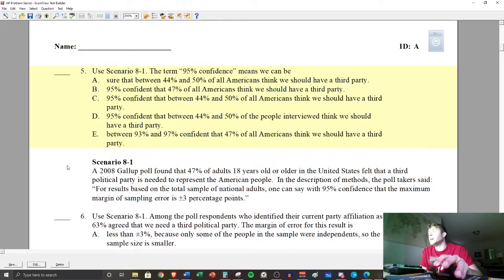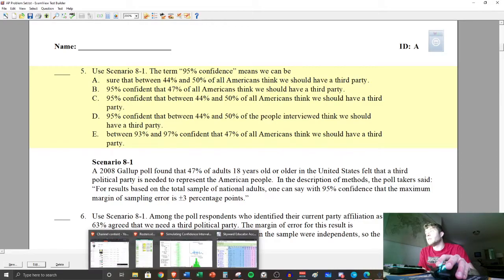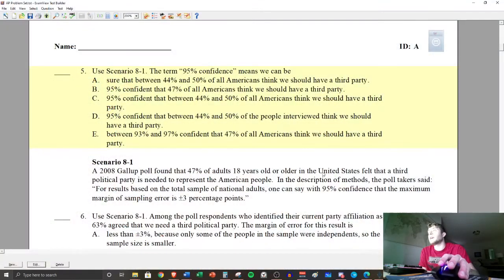Okay, so here it says use the scenario. The term 95% confident means what? So what is it? Basically, this is asking about confidence level, right? Or how? No, this is asking about the confidence interval. Okay. So I'm going to pause, and I want you guys to see if you can get the right answer here, A, B, C, D, E, and see if you can get it right.